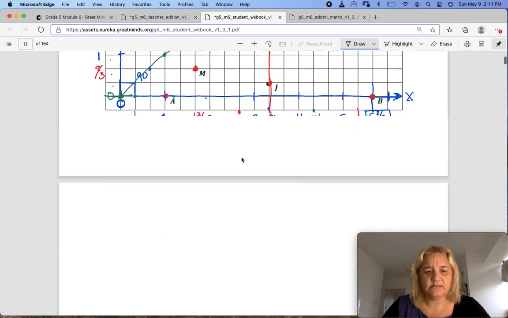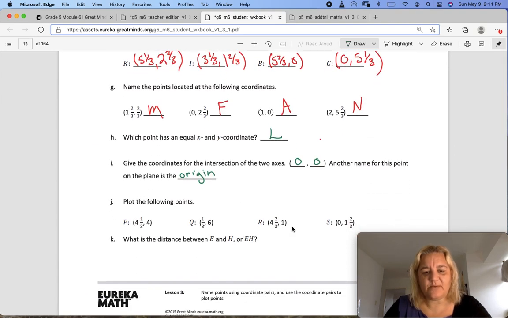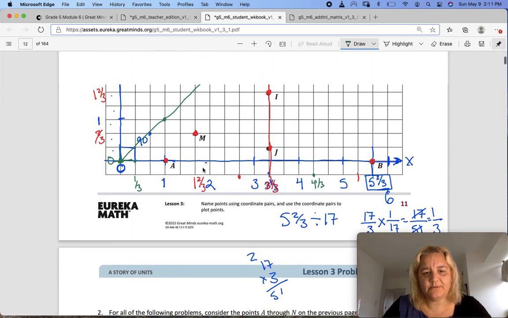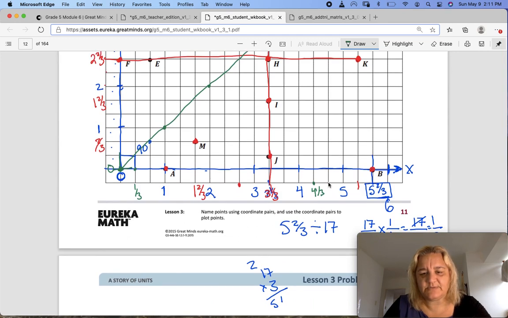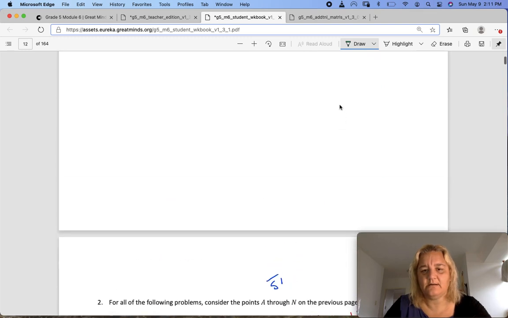Okay, next one. 4 and 2/3 and 1. 4 and 2/3, which would be here. 4 and 2/3 and 1, which is right there. Okay, do you see that 1, 1 all the way across? And we're calling that R. Yep, R.